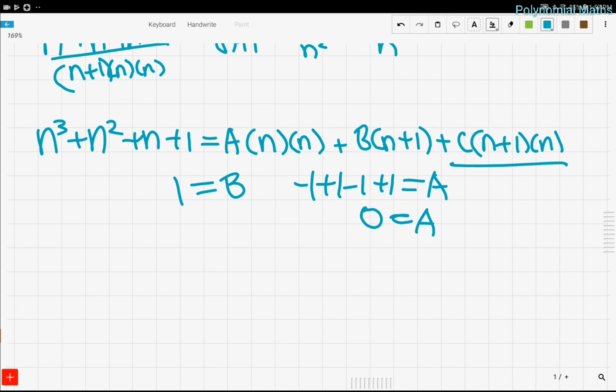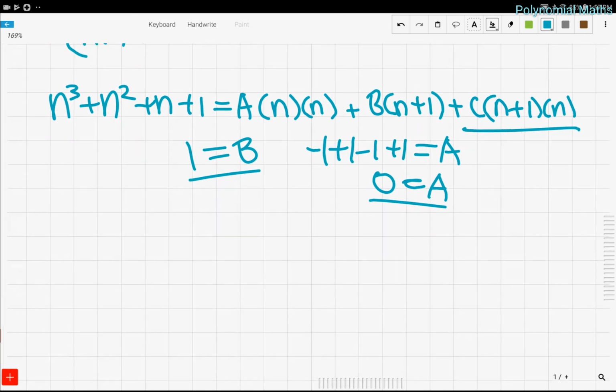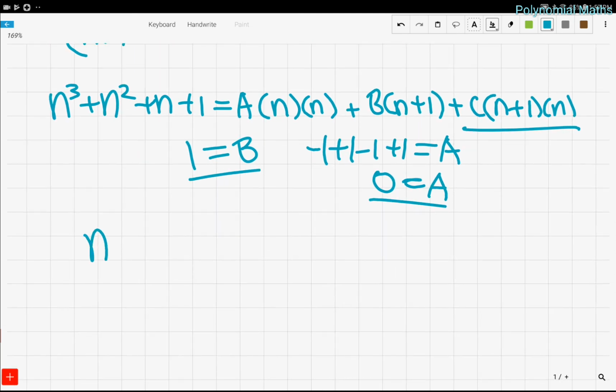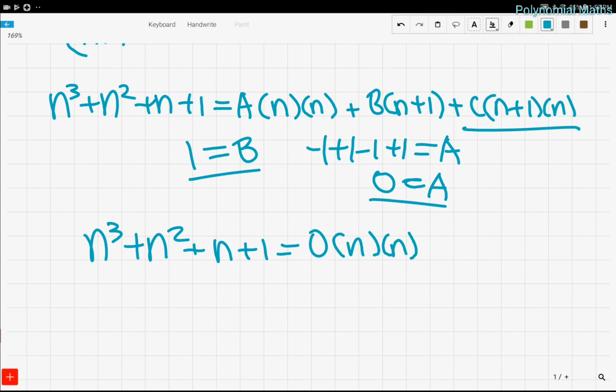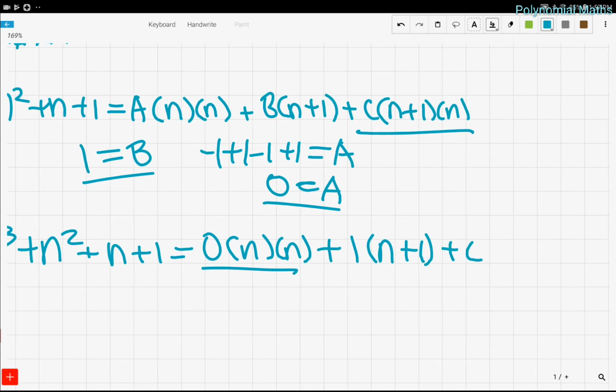luckily, since we already found B and A, we can just plug them back in. So we have n cubed plus n squared plus n plus 1 equals 0 times n squared. And note that even if A isn't 0 and that term does not cancel out, this will still work. So you can still use this method even if B or A isn't 1. So 1 times n plus 1. And lastly, we're just left with C times n plus 1 times n.